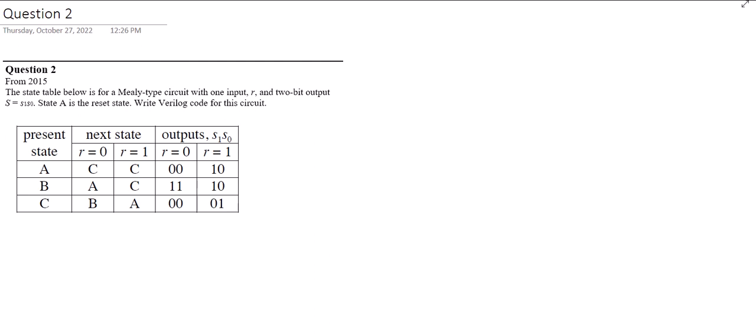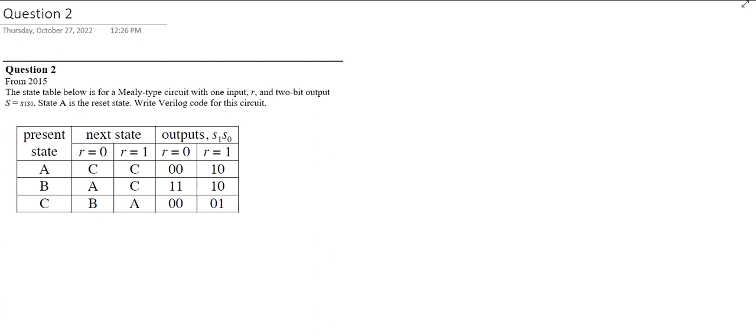Okay, I think I'm going to type because it'll be neater if I do that. Easier to read. So we're going to use everything that we learned to figure out how to write the Verilog for this Mealy type circuit. So we're told it's a Mealy type circuit.